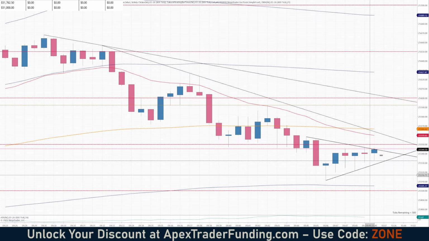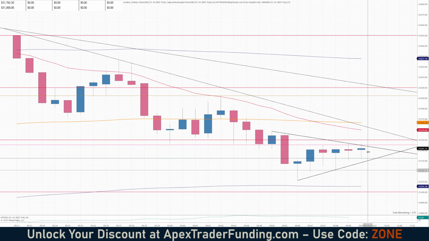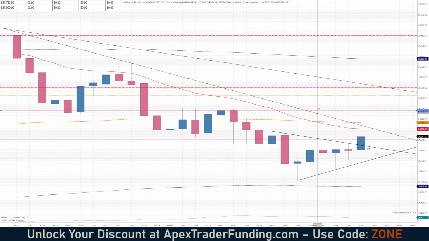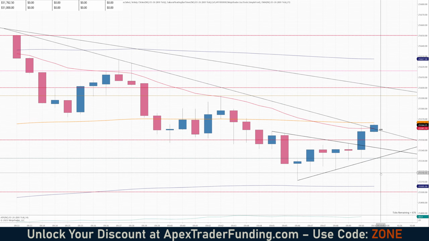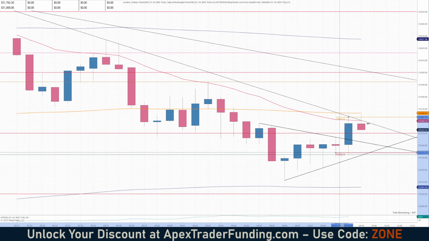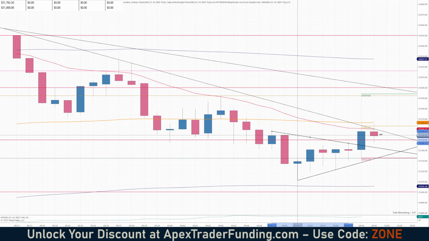So we're in this wedge now, trying to break up to the upside. Let's get the runner out of the way. All right, so this technically is a bullish signal up, but VWAP is right above our heads, so can't take it. Cannot take it.